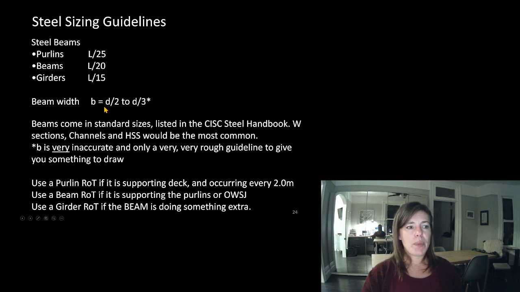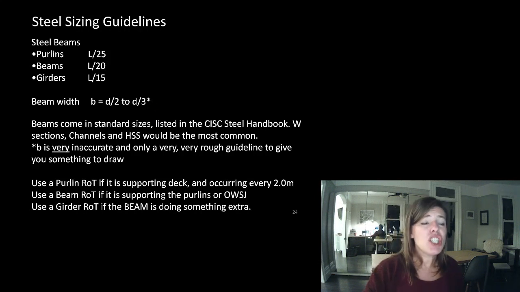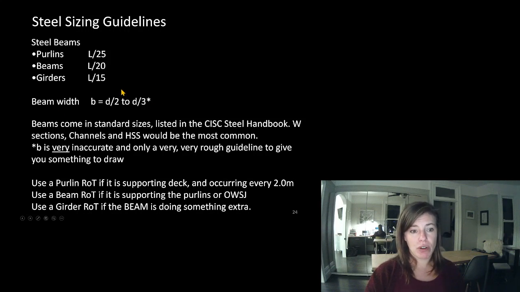Beam width: B equals D divided by 2 or D divided by 3. I hate this sizing guideline. It's a crock. It's just to give you something to draw. This gives you no real information, but it helps you draw a pretty picture on your drawings. So beams come in standard sizes listed in the steel handbook. The W sections, channels, and HSSs would be the most common. B is very inaccurate and only a very, very rough guideline to give you something to draw.